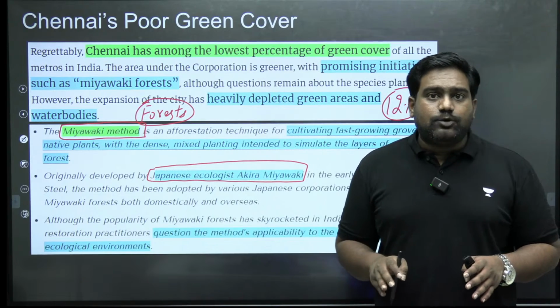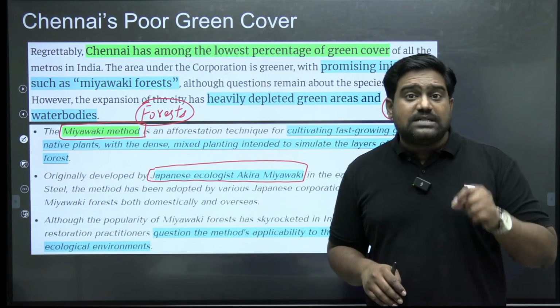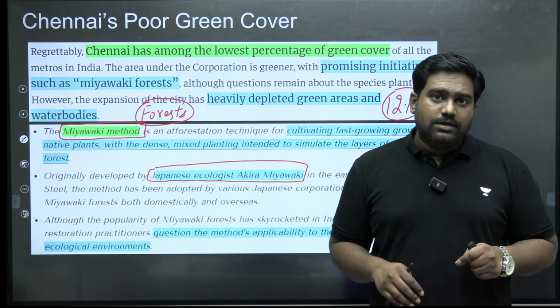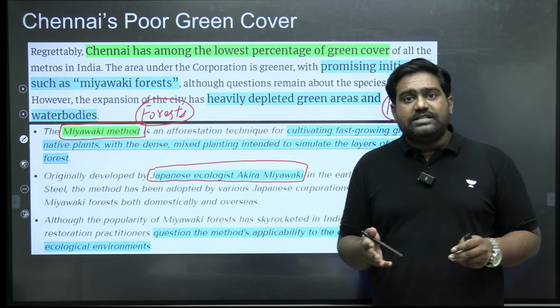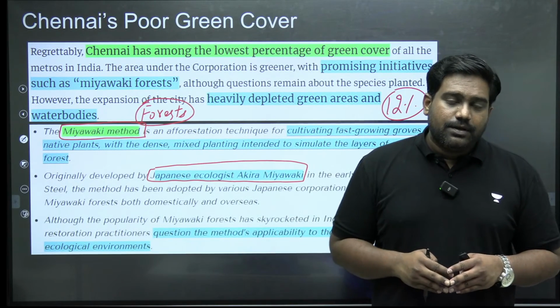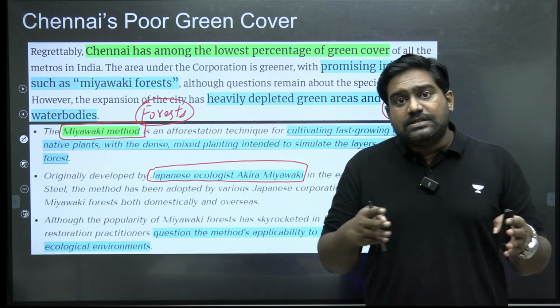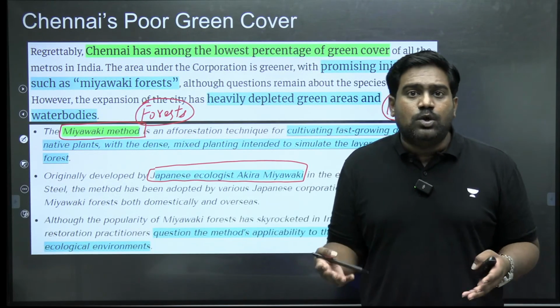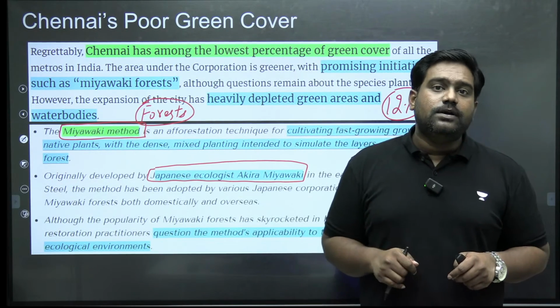So under this concept of afforestation, the idea is to plant fast-growing native trees and use mixed planting methods to create natural forests in the midst of cities. It became widely popular. It's a rage in many East Asian, Southeast Asian countries, and even around the world. The concept of Miyawaki afforestation is being adopted.